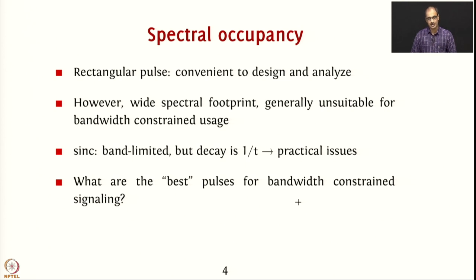The sinc is another interesting signal which is band limited, and in fact you can space sincs exactly T apart, and if you sample them at integer multiples of T you will get the original symbols. But the problem is that the decay is 1 upon t. This will have some practical implications, as we will see, but the sinc dies down very, very gradually, and this poses many practical issues which may or may not be desirable. So the question which we want to ask is, what are the best pulses for bandwidth constrained signaling? Rectangular is not good because it occupies too much spectrum. The sinc, the best spectral signal, is not good because it has other issues, like it requires a long temporal footprint. So what are the best pulses that we can consider for bandwidth constrained signaling?